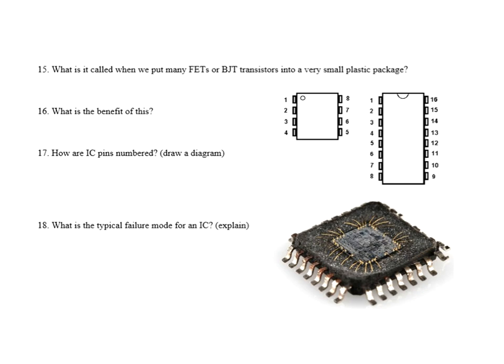Okay, now what do we call it when we put many FETs or bipolar or regular transistors onto one component? Well, it's called an integrated circuit, an IC. When you put many, many transistors or FETs into a very, very small package, it's called an integrated circuit. What is the benefit of this? Well, it makes things very, very small, and the circuits are pre-built inside. Inside of these plastic housings are circuits, and there's probably 1,000 transistors in there.